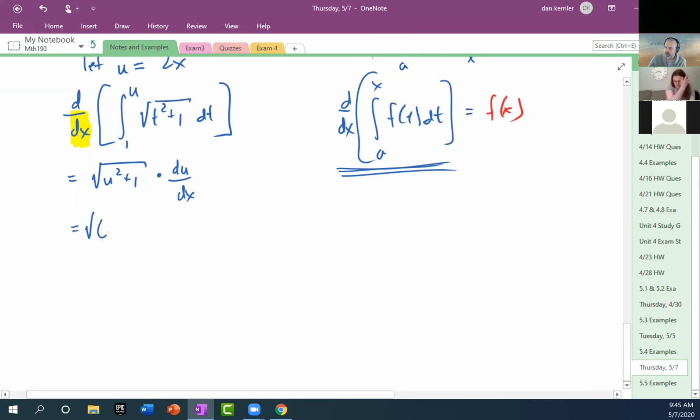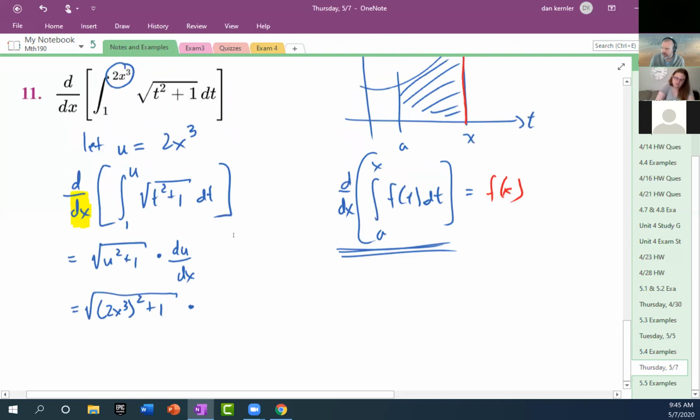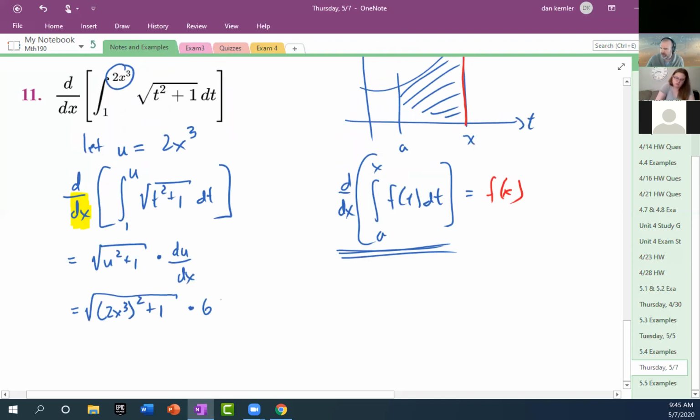So we get the square root of, what was u? 2x cubed squared plus 1 times, and then the derivative of 2x cubed is 6x squared.